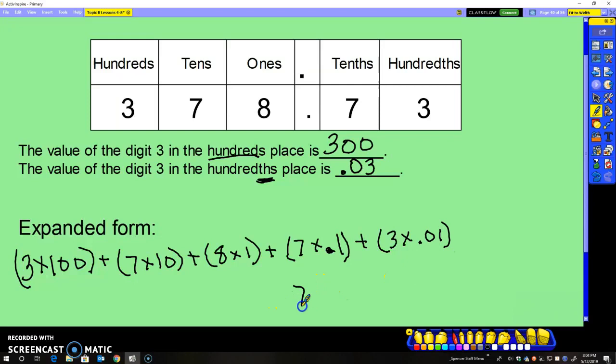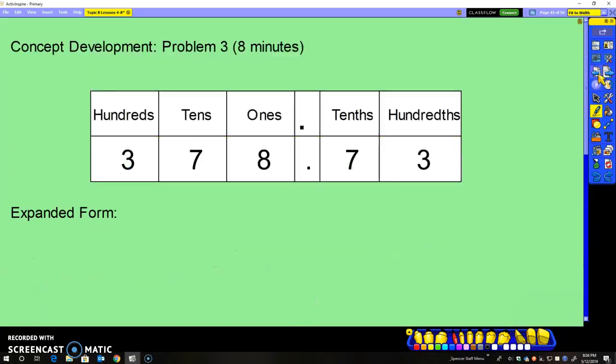When you get to your decimals, you can also write them in fraction form. I think there's a section on your problem set where you'll write both of these forms, so I'll show you that right now. So I have 3 times 1/100 and 7 times 1/10, so that's what they'll look like in fraction form. But everything that's in the whole number side of your decimal will be exactly the same. Let's try another one of those.